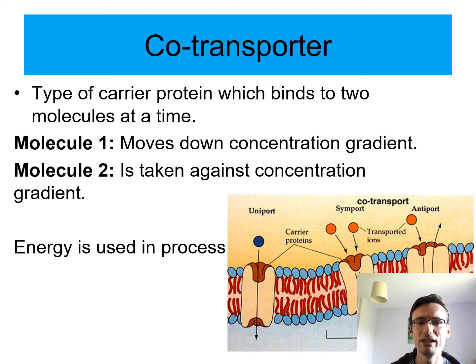They will work slightly different ways. So you might see slightly different examples in your textbook, but you do just need to try and make sure you know them. Basically, the type of carrier protein which binds two molecules at a time might take one molecule against the concentration gradient and another molecule with the concentration, so something called symport, uniport, lots of different examples, but energy is used.